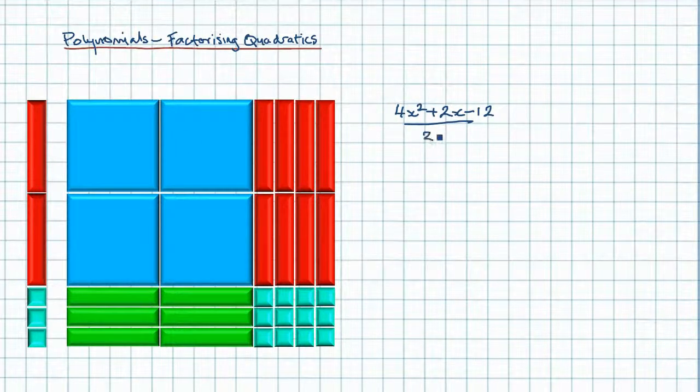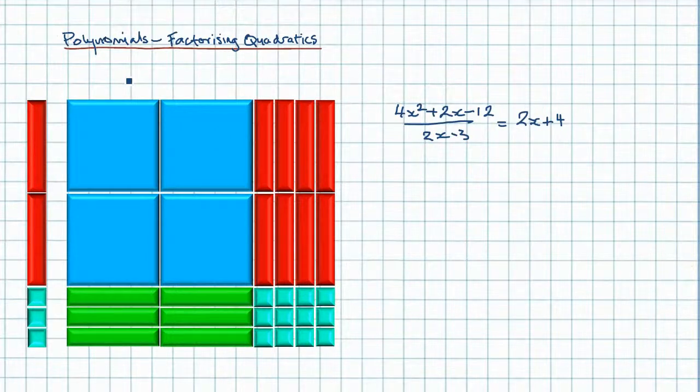So we've got 2x minus 3 dividing into 4x squared plus 2x minus 12 would give us, well, we can see the missing length is 2x plus 4. So of course another way of saying this would be 2x minus 3 times 2x plus 4 would give us 4x squared plus 2x minus 12. And what we're going to do in this tutorial is look at precisely that problem.